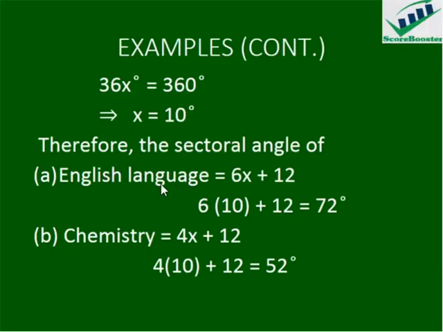For English, the sectoral angle given in the pie chart is 6x plus 12. So since x is 10, we have 6 multiplied by 10 plus 12, which is 72 degree. So the original sectoral angle for English is 72 degree. So we do the same thing for chemistry. We got 52 degree because we have 4 multiplied by 10, 40 plus 12 will give 52 degree.